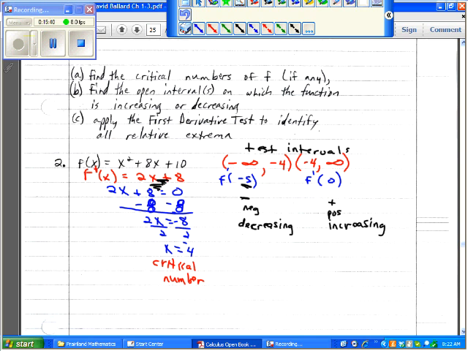We know that the function went from within this interval decreasing to increasing. Therefore, at the negative 4, there must be a relative minimum. Now, it wants us to identify the relative extrema. Now, it's asking then for an ordered pair. Negative 4 something. How do you get the something? How do you get the y that goes with that x of negative 4?